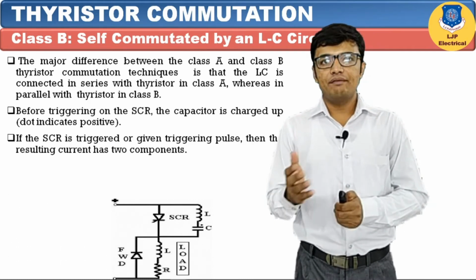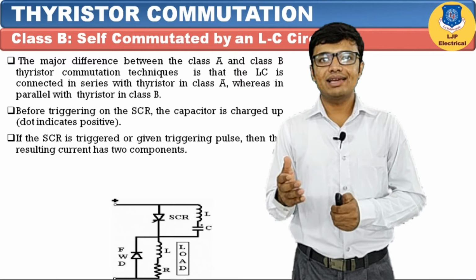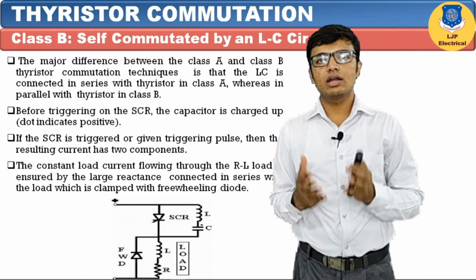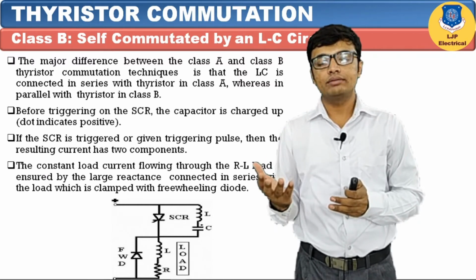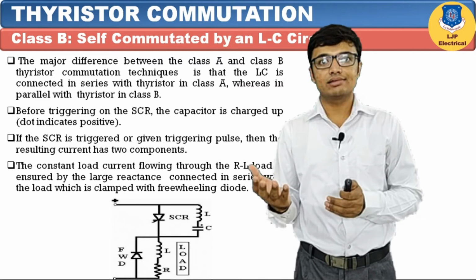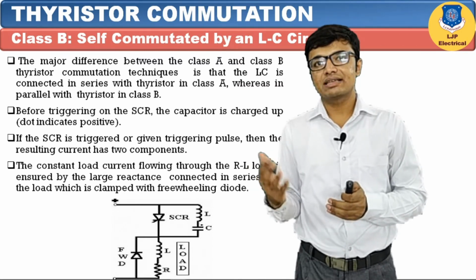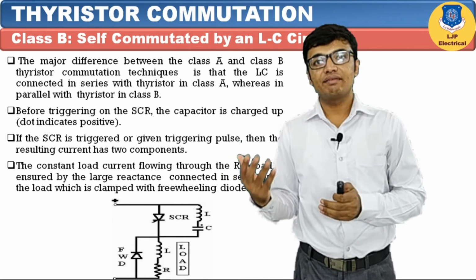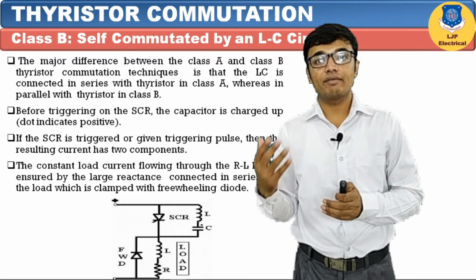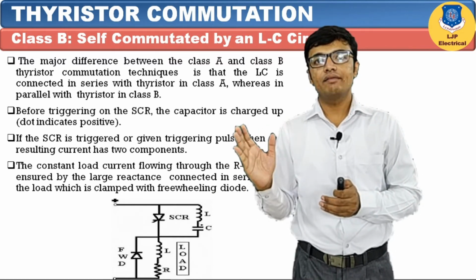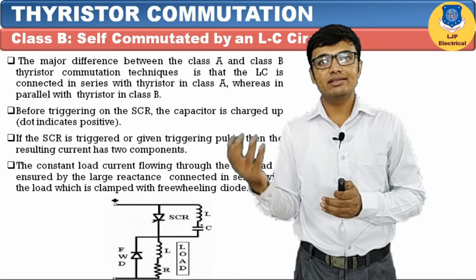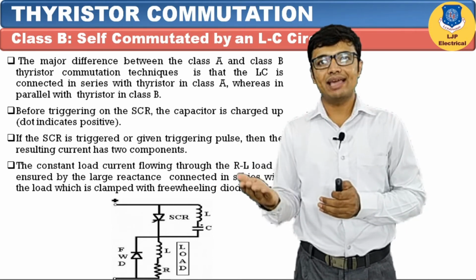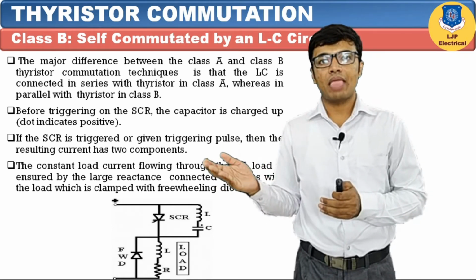Now if we trigger this SCR, that is, if the triggering pulse is given, then the resulting current has two components. The constant load current will flow through the RL load, ensured by the large reactance connected in series, and the load which is clamped with the freewheeling diode. So when the SCR triggers, a large current will flow through this load, and this inductor will store a very large amount of energy, such that when the SCR is turned off, this energy will be dissipated by the freewheeling diode.